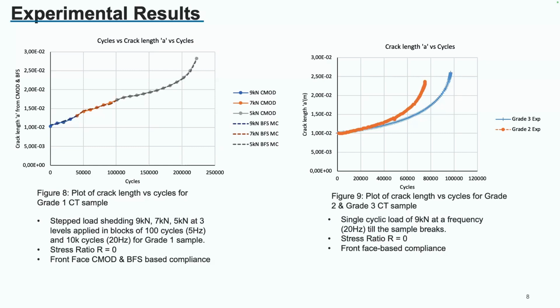The one in figure 9 compares the crack length and cycles for my grade 2 and 3. In that, we didn't use any back face strain gauge; it was not mounted, and it was basically the CMOD gauge which we used.